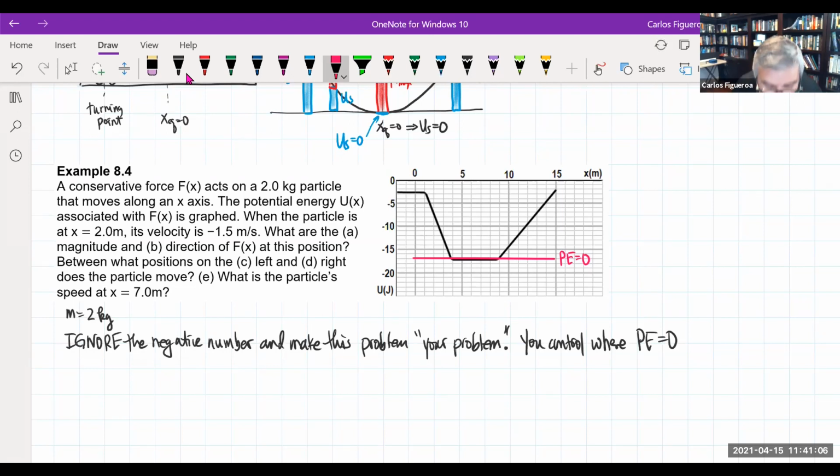The book implies you have to use negative 17 joules for that value. And you know what we're going to do? Carlos says I'm going to use 0 joules. Why? Only energy differences are meaningful.